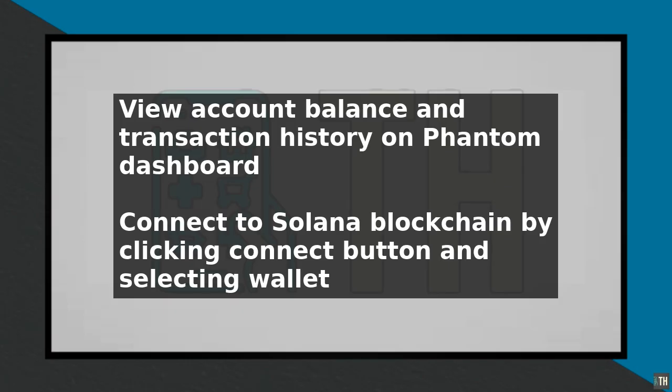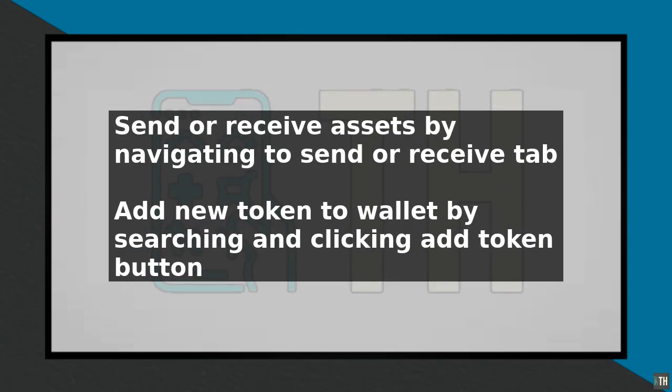To add a new token to your Phantom Wallet, navigate to the Tokens tab and search for the token you want to add. Click on the Add Token button and follow the prompts to add the token to your wallet. Make sure to only add tokens from trusted sources to avoid potential scams.